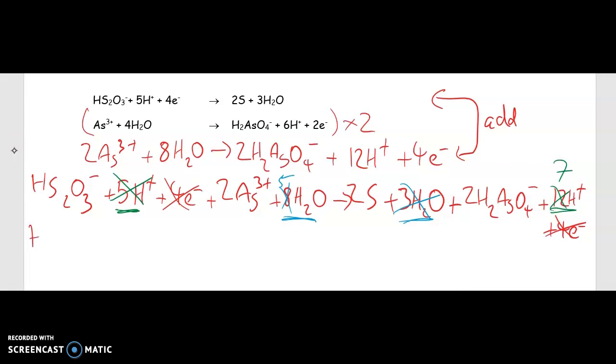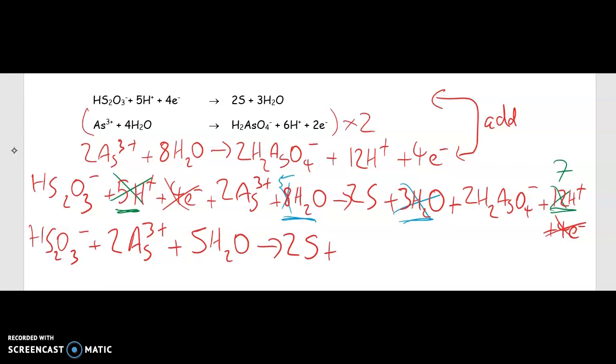Go back to my original. So now I have HS2O3- plus 2As plus 5 waters going to 2 sulfurs plus 2H2AsO4- plus 7H+. The 5H+ are cancelled out, the 4 electrons are cancelled out, and the 3 waters are cancelled out.